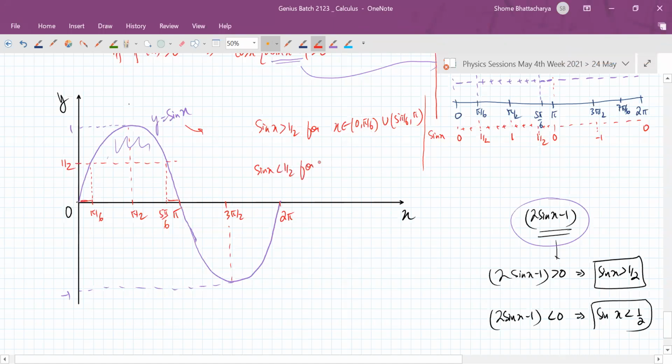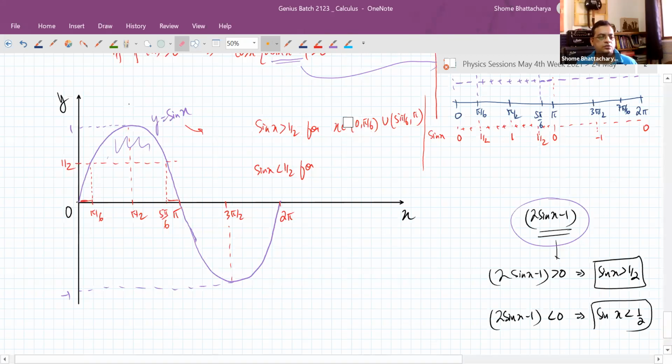Sir, it should be for x belonging to pi by 6 to pi by 2, right? Oh, sorry, sir. Yeah, I've taken the opposite. Greater than half. So actually, I'm talking about this interval, this one. Correct. Okay. So this is for the open bracket 30 degrees or pi by 6 to 150 degrees or 5 pi by 6.